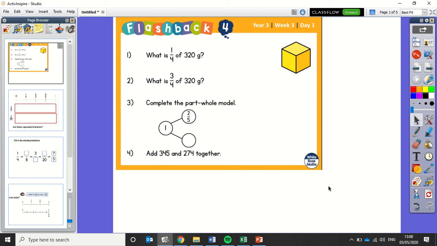We're going to start off with another Flashback 4. Then we're going to move on to some example questions, and then I will explain which are silver and which are gold for today. So let's begin.